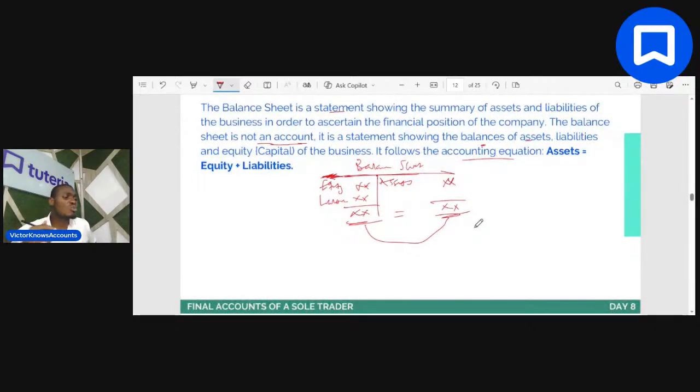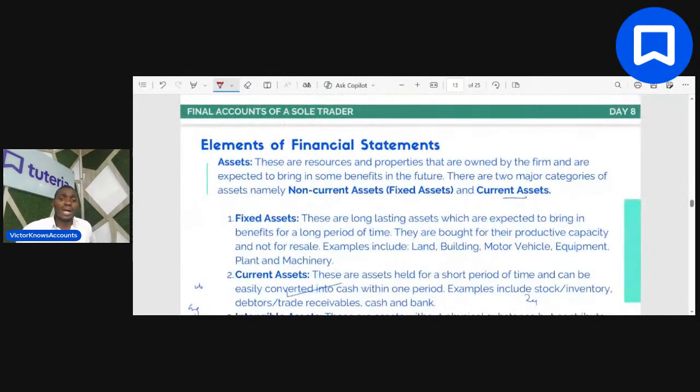Now let's explain what is an asset. An asset is basically resources, properties that are owned by the firm and are expected to bring in benefit in the future. So normally, international accounting standards will define assets as an economic resource that is owned by an entity arising from past events and from which future economic benefits are expected to flow into the entity.